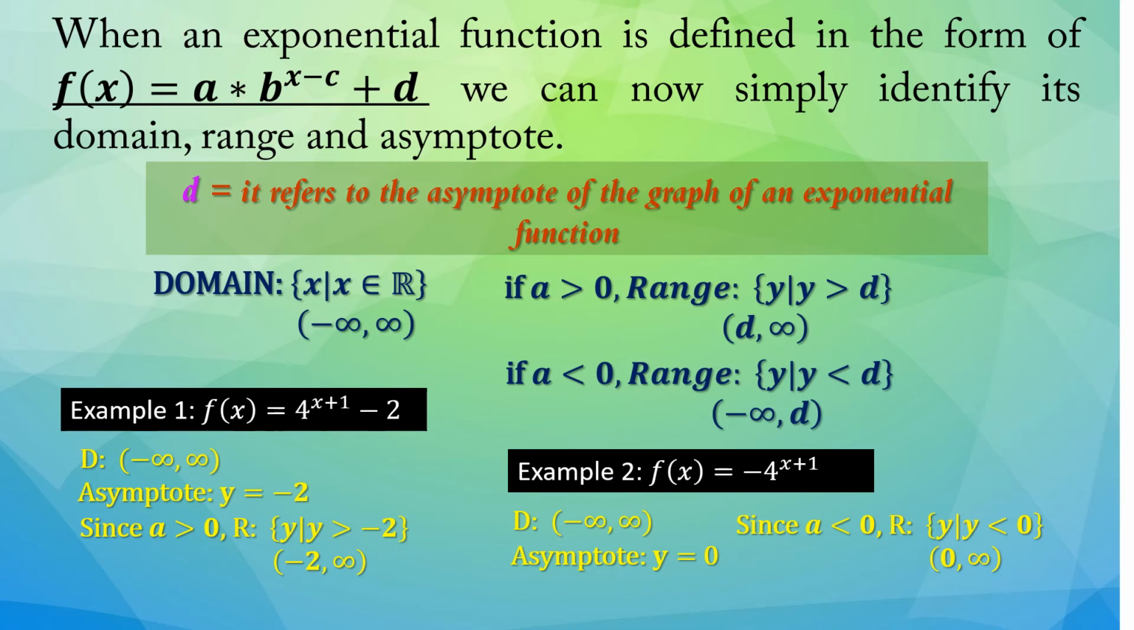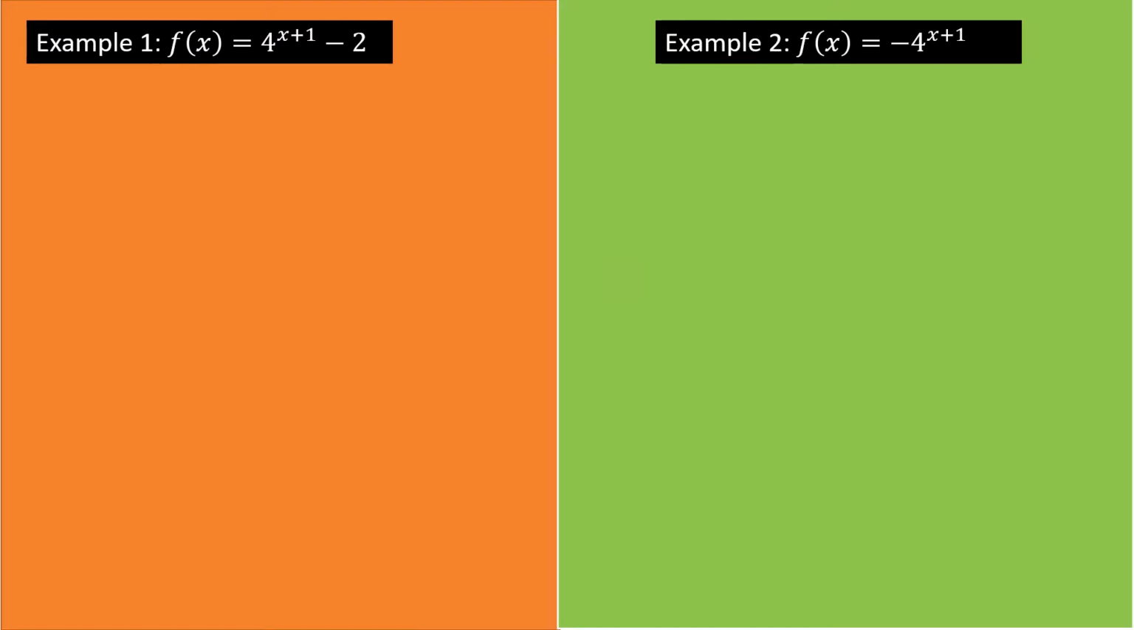Okay, now let's proceed. As a continuation, we have here the two examples we have earlier. So now let's start with example number 1. f of x is equal to 4 raised to x plus 1 minus 2. So the next step is we have to determine the value of its intercepts. So let's begin with when x is equal to 0. So let's begin with the y-intercept.